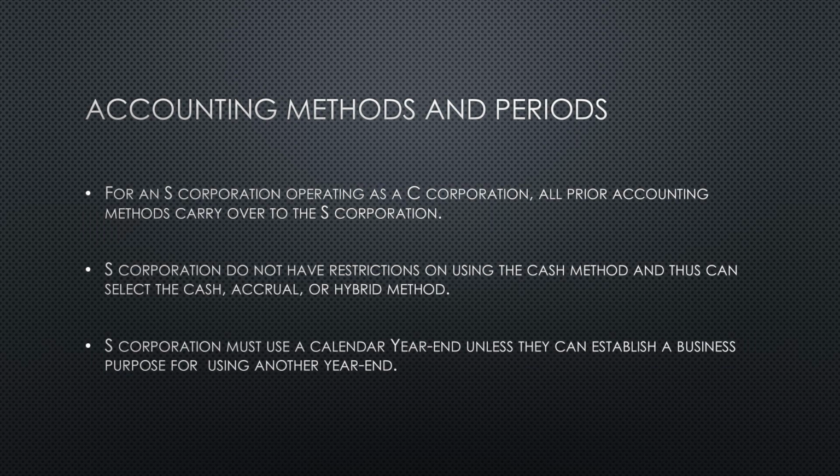Now we'll talk about accounting methods and periods. For an S corporation that previously operated as a C corporation, all the prior accounting methods carry over to the S corporation. The S corporation does not have restrictions on using the cash method, so that means they can use the cash method, the accrual method, or the hybrid method, with some exceptions. And also, S corporations may use the calendar year end unless they can establish a business purpose for using another year end.